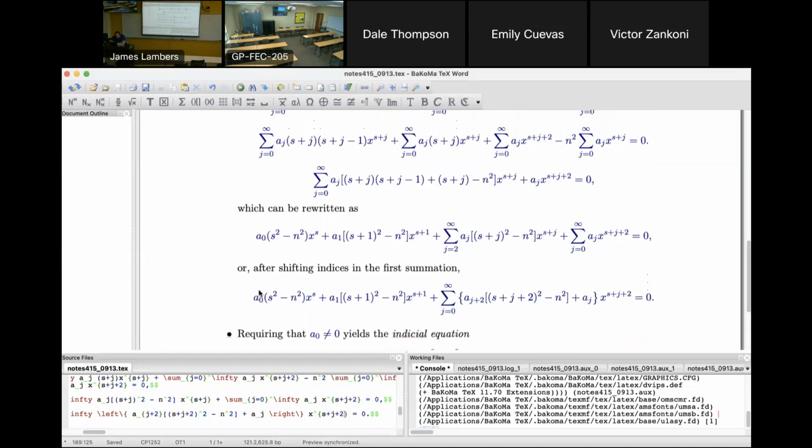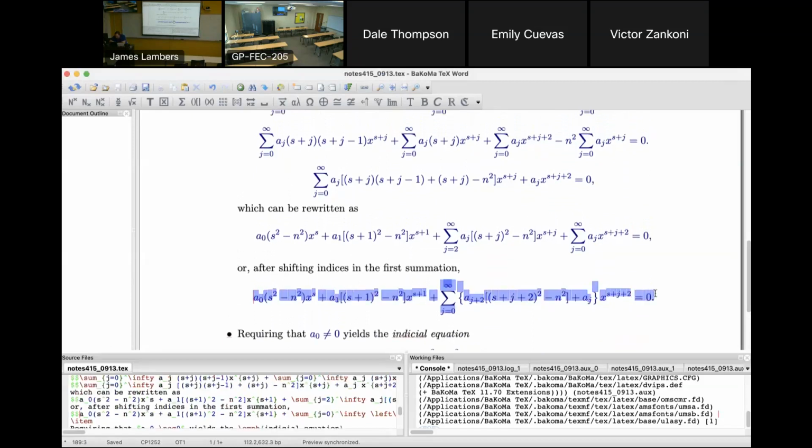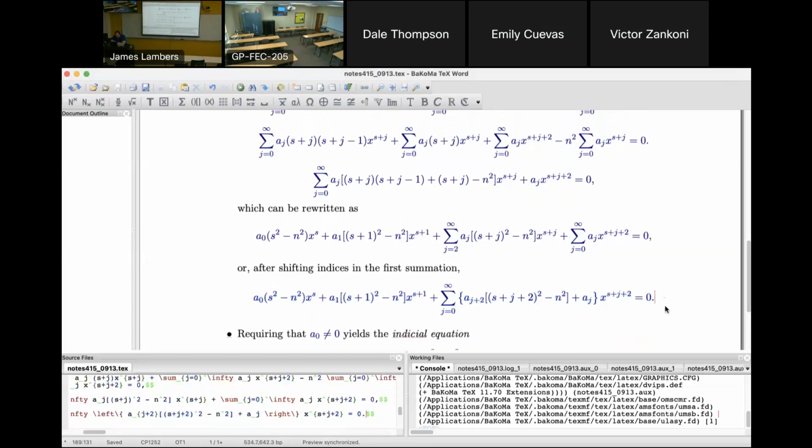Are there any questions about how I got to this point? So in general, the goal is to have a summation involving a single power of x times something. In order to get that, the terms corresponding to the lowest two powers of x must be written separately.